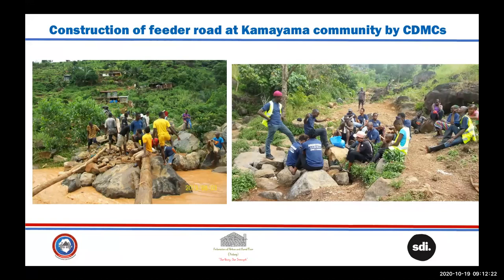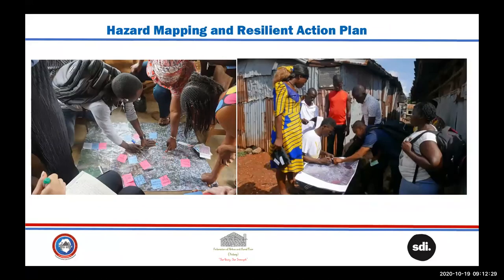Also, earlier I made mention of hotspots, and this is the hazard mapping and resilience action plan. We have been identifying hazard points in this community. So the community residents have identified these hazard and mapping points so that we can develop a resilience action plan for us to see betterment and improvement in our communities.